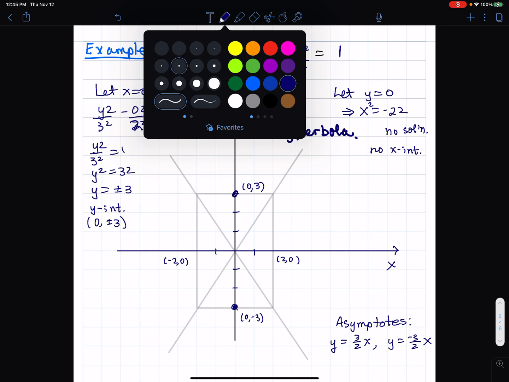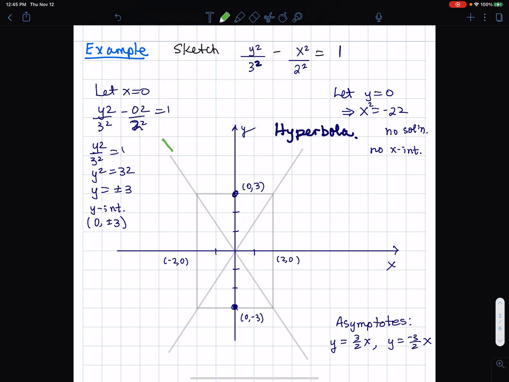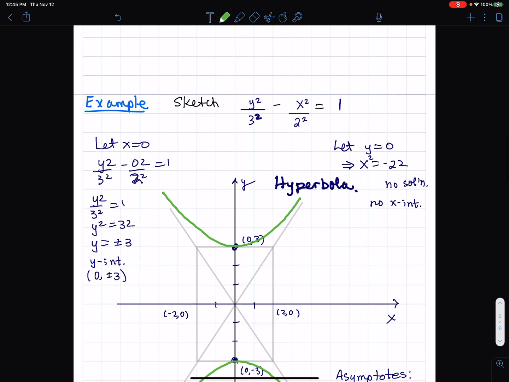And actually, the hyperbola looks like this. I said parabola, that was totally wrong. The hyperbola looks like this. So if you have y squared minus x squared equals 1 with some numbers, and it's y squared first, it opens along the y-axis. If it's x squared minus y squared, if x squared comes first, it opens along the x-axis. Notice the box is the same. That's sort of interesting, but the box will be the same.